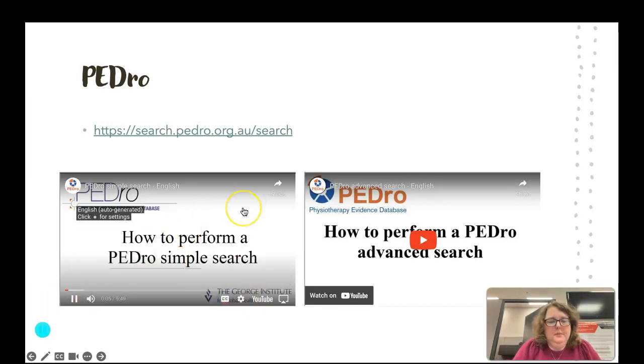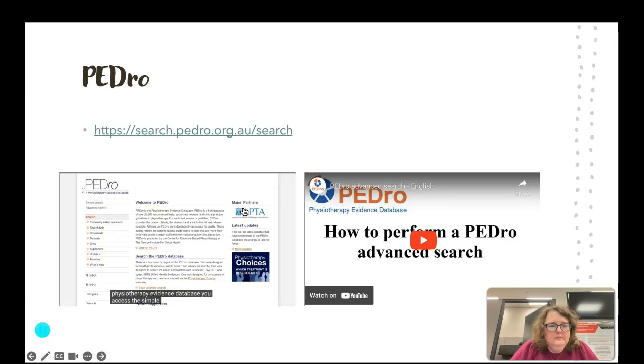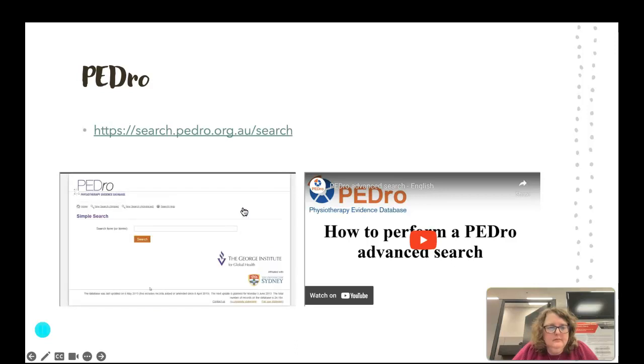A simple search in PEDRO, the Physiotherapy Evidence Database. You access the simple search page from the PEDRO homepage at www.pedro.org.au. Click on the Simple Search link in the left navigation bar or in the Search the PEDRO database section. With a simple search, you ask your clinical question using the single search box. This box allows you to type text into it. All the terms you type need to be in English.